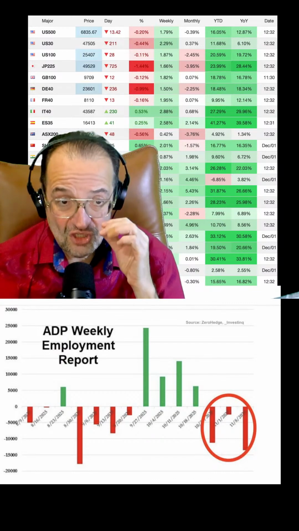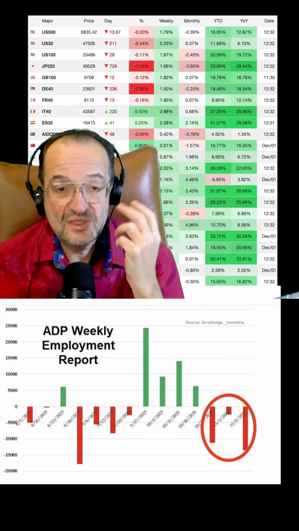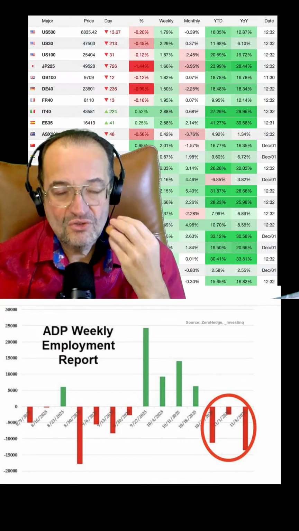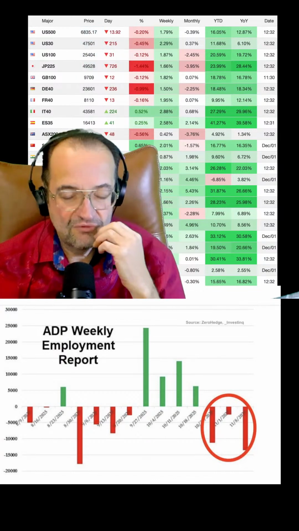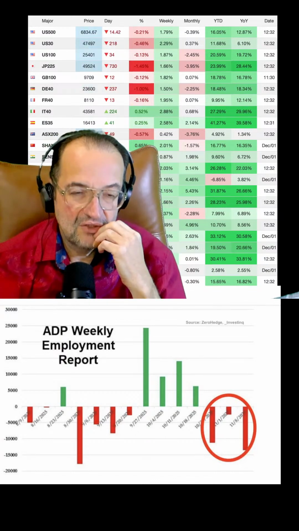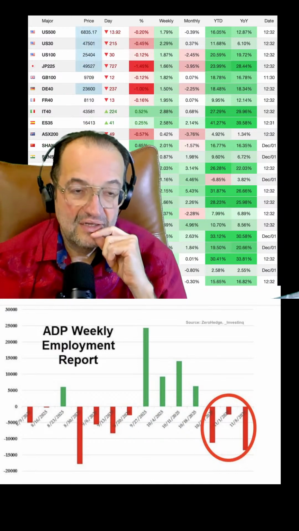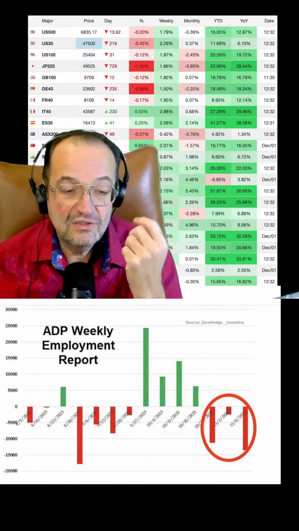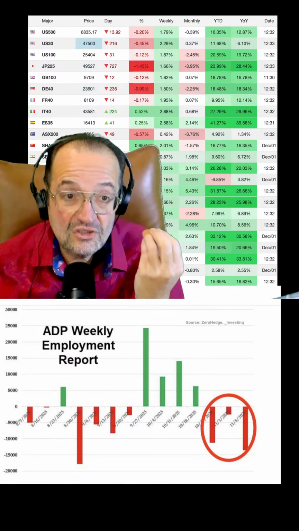The bar chart shows weekly changes in employment as measured by ADP. ADP is a major processor of paychecks, and so they have a good feel as to how many jobs are being added. Now keep in mind, it's a survey, but still. The green bars indicate job gains, and the red bars indicate job losses.